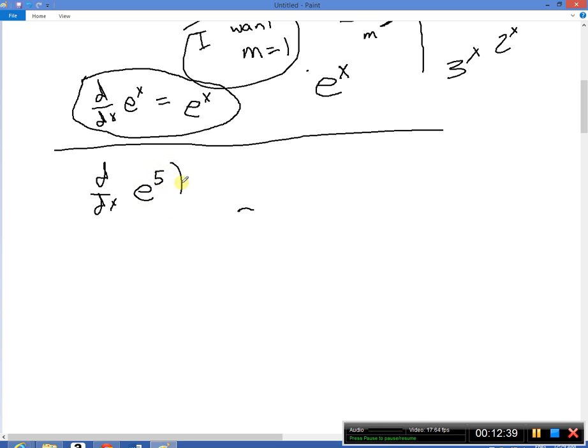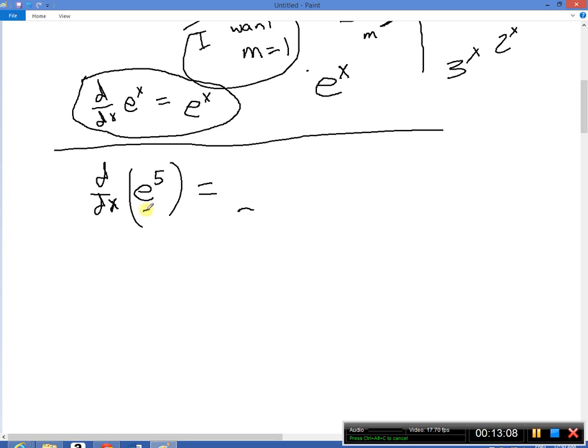Here's a problem. What is the derivative of e to the 5th? And this is a trick question, folks, so don't answer too quickly. Some people are going to use the high school rule and write 5e to the 4th. Wrong, even though this is a constant. Some people are going to say, well, I just had e to the x. The derivative of e to the x is e to the x, so the derivative of e to the 5th is e to the 5th.